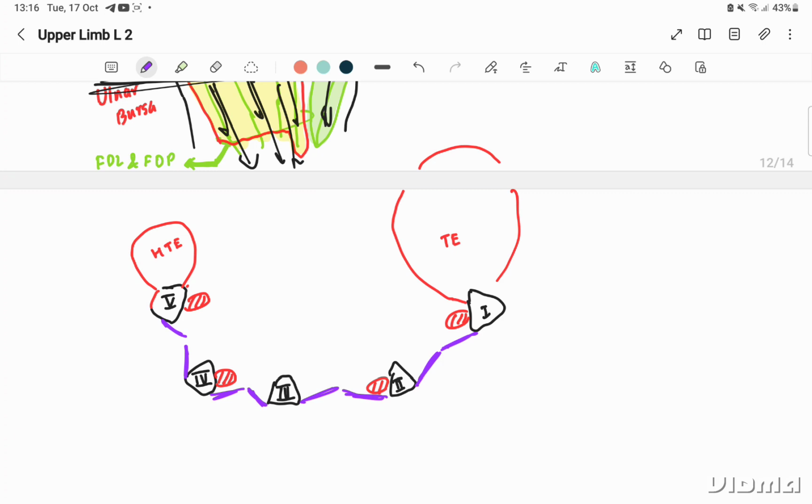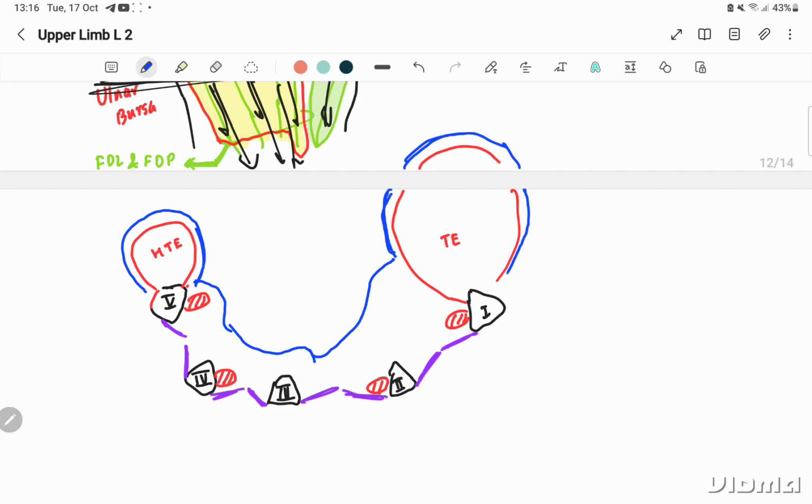Then we have to draw a septum. We have 2 septums. One is the medial septum and one is the lateral septum. So the septum covering this is called the medial septum. This is the medial septum here. It will go like this and form a space, and like this, and this is the lateral septum which will cover the thenar eminence.